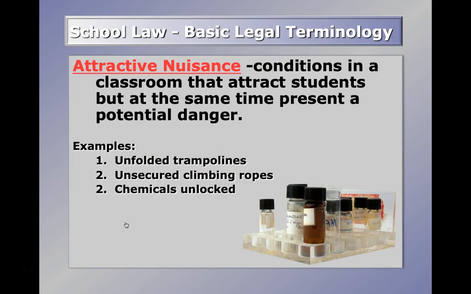Let's talk about my wife, attractive nuisance. Well, there you go, I get in trouble again. Attractive nuisance refers to conditions in a classroom that attract the students but are at the same time a potential danger. For example, we used to have trampolines in schools. We don't anymore, but we do have unsecured climbing ropes. If it's not secured against the wall, and you have a little fifth grade kid coming to the gym after school who sees that rope hanging down, he just may climb it, and if he falls and gets hurt, that's an attractive nuisance.